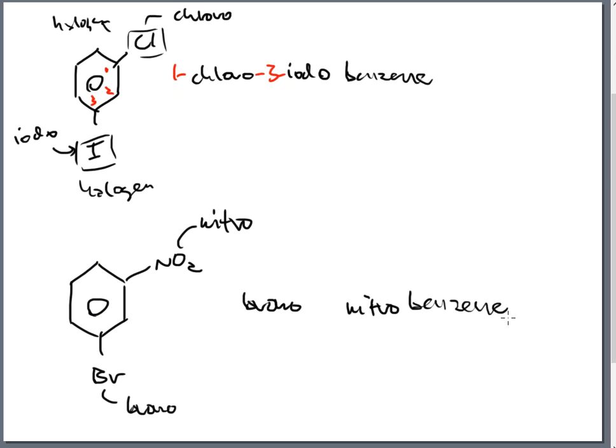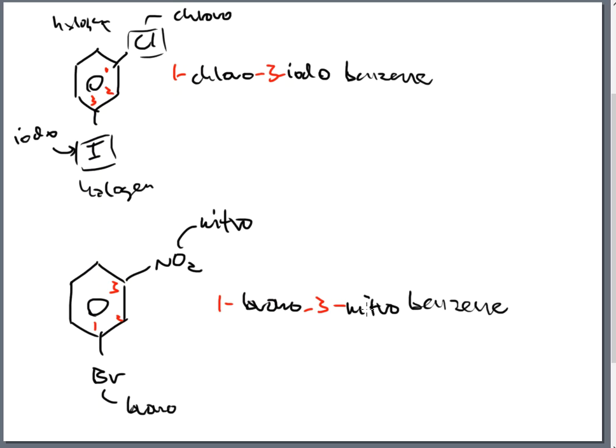So which one comes first, the B or the N? The B comes first. So that means in the numbering of the IUPAC name, this will get spot number 1. This is spot number 2, and that would be spot number 3. So 1-bromo-3-nitrobenzene is going to be the name of that structure.